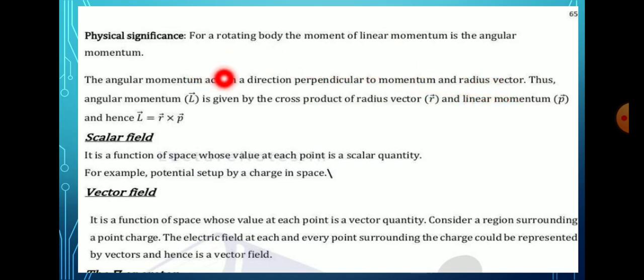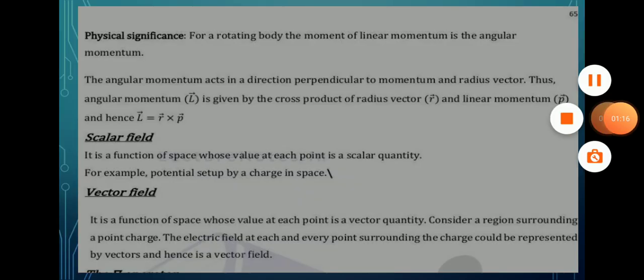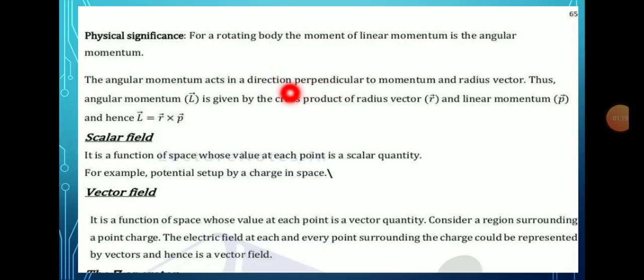From this explanation, we get the definition of angular momentum. Angular momentum is defined as L bar, and it is defined by the cross product of radius vector r bar and linear momentum p bar. Hence L bar is equal to r bar cross p bar. Here linear momentum is p bar is equal to m into v bar. m is the mass of the object, v is the velocity.